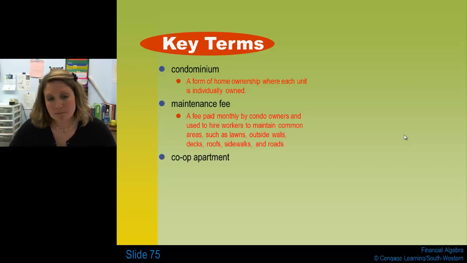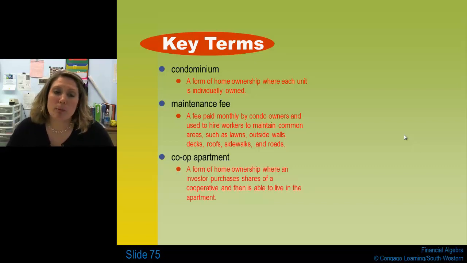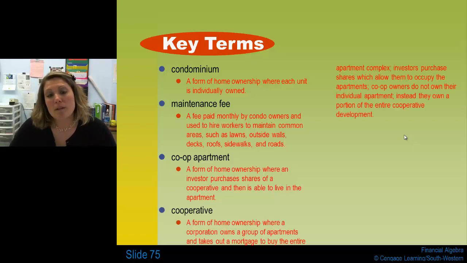A co-op apartment. This is a form of home ownership where an investor purchases shares of a cooperative and then is able to live in the apartment. A cooperative is a form of home ownership where a corporation owns a group of apartments and takes out a mortgage to buy the entire apartment complex. Investors purchase shares which allow them to occupy the apartments.